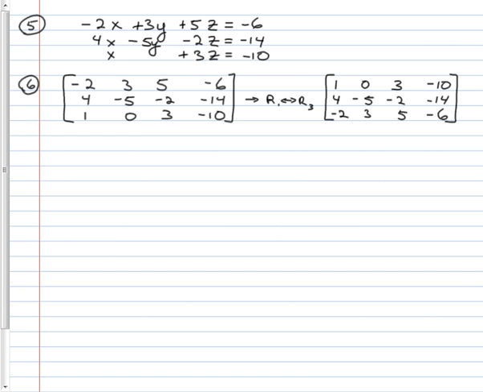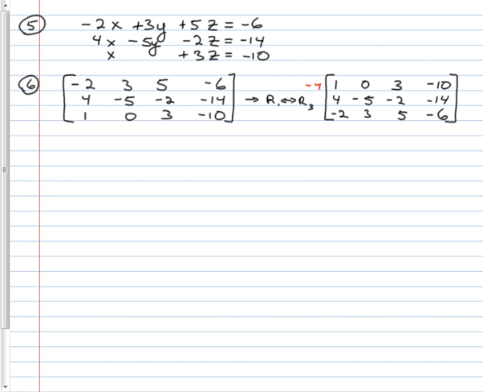Goal 1 is to get a 1 in the top left corner. If I have a 1 somewhere, just interchange the rows. I've got it. Now, I want to eliminate the 4. How would I eliminate the 4? I need negative 4 times row 1.